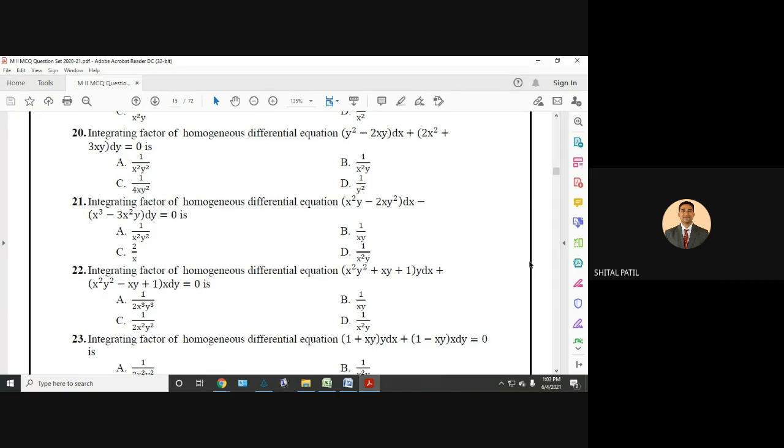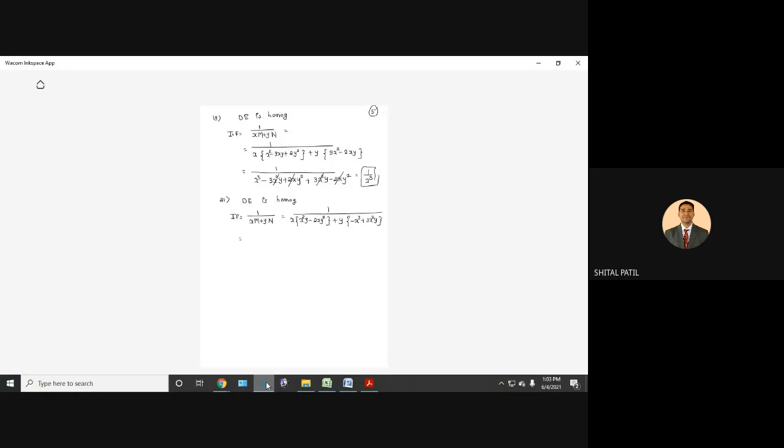X square y minus 2xy square plus y. Write n with the proper sign. Don't make mistake of the sign. So 1 upon x square y square, that you want to say. Okay, check. X square y square minus 2 x cube y, 2x square y square minus x cube y plus 3x square y square.